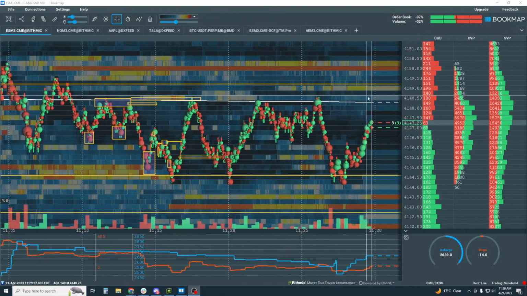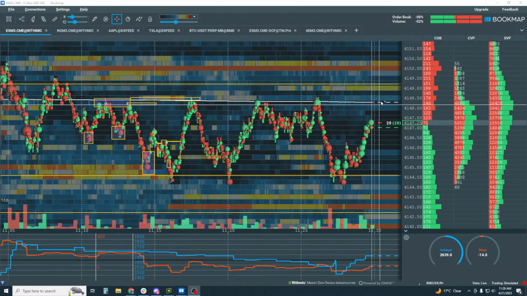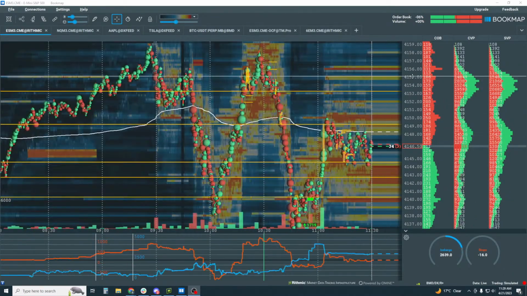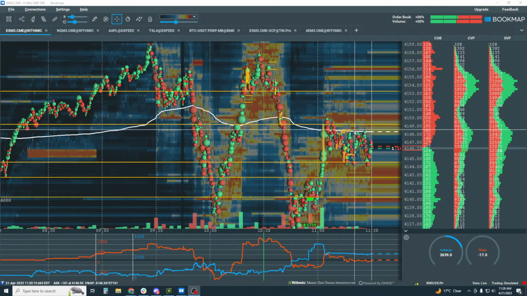You can go watch their streams, and like Tom B is going to be looking at his initial balance. He's a volume profile trader. This is one of his things he looks at.